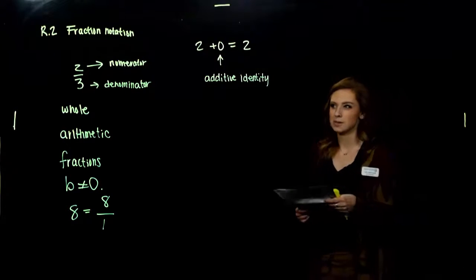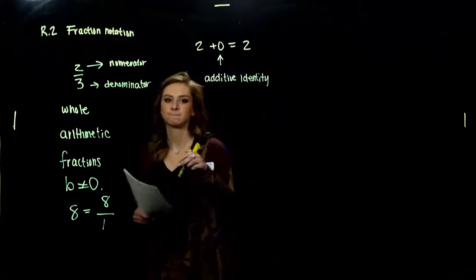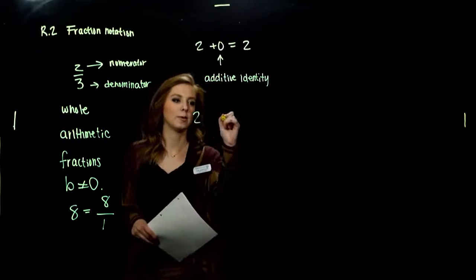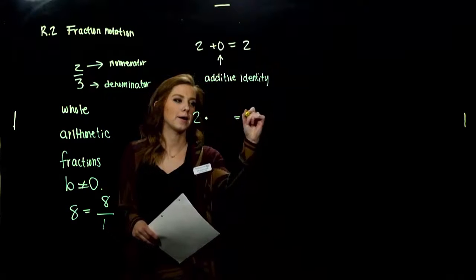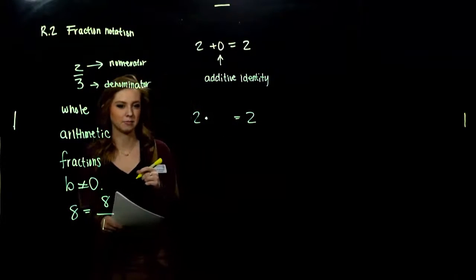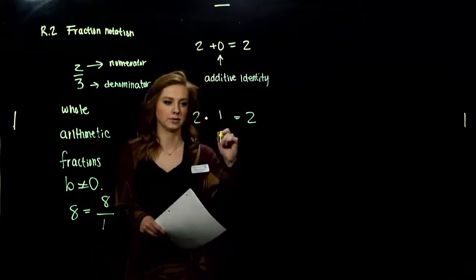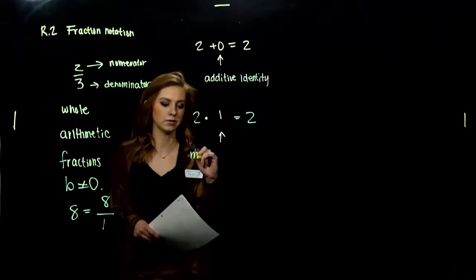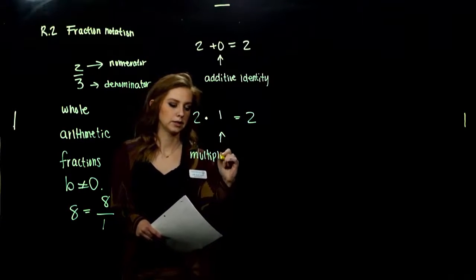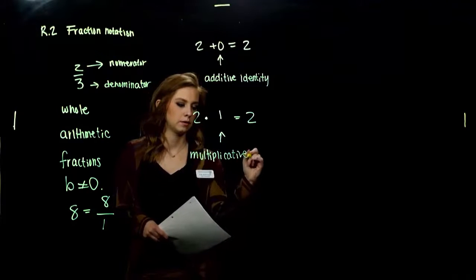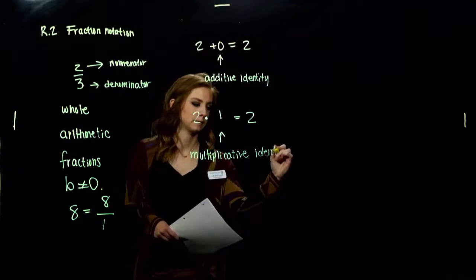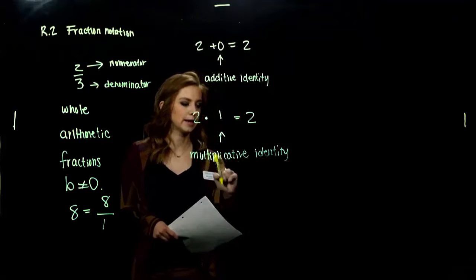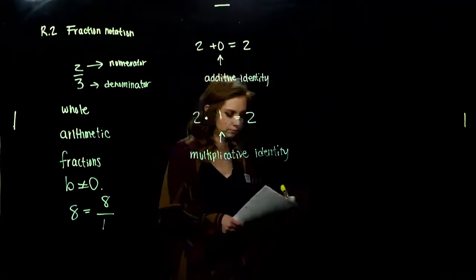Alright, so what about the multiplicative identity? If I take 2, for example, what can I multiply it by to get out the exact same thing? 1. So in this case, it is the multiplicative, since we're dealing with multiplication, multiplicative identity. So I multiply and I get the same thing back out when I multiply by 1.